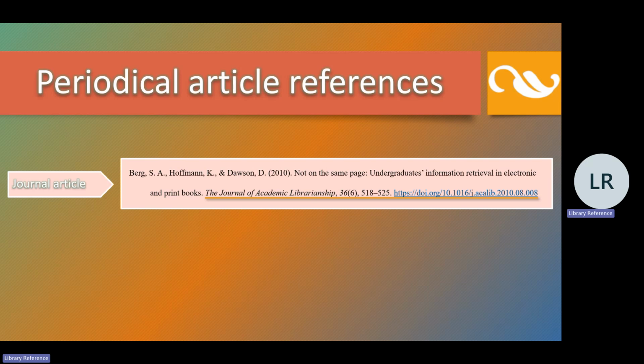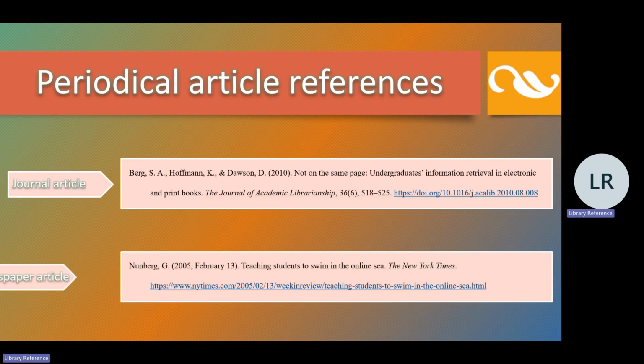And the location finishes with a link. If you notice, the link starts with https, blah blah, doi.org, which means that this is the DOI of the particular article, the permanent location of this particular article.